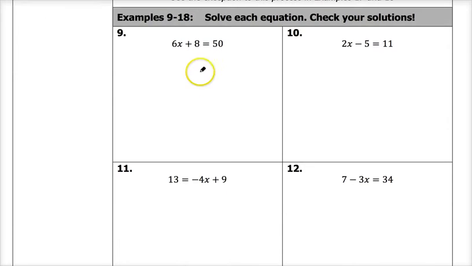So number 9, we have 6x plus 8 equals 50. So I'm going to start out by undoing my addition on the left side. I need to undo addition with subtraction, so I'm going to subtract 8 once from the left and once from the right side. On the left side, I'm left with just the 6x, so I have 6x equals 50 minus 8, which is 42. So that's my first step. My second step is to divide both sides by 6, because I have a 6 times x. So I do that, my 6's will cancel, and I'm left with x equals +7.